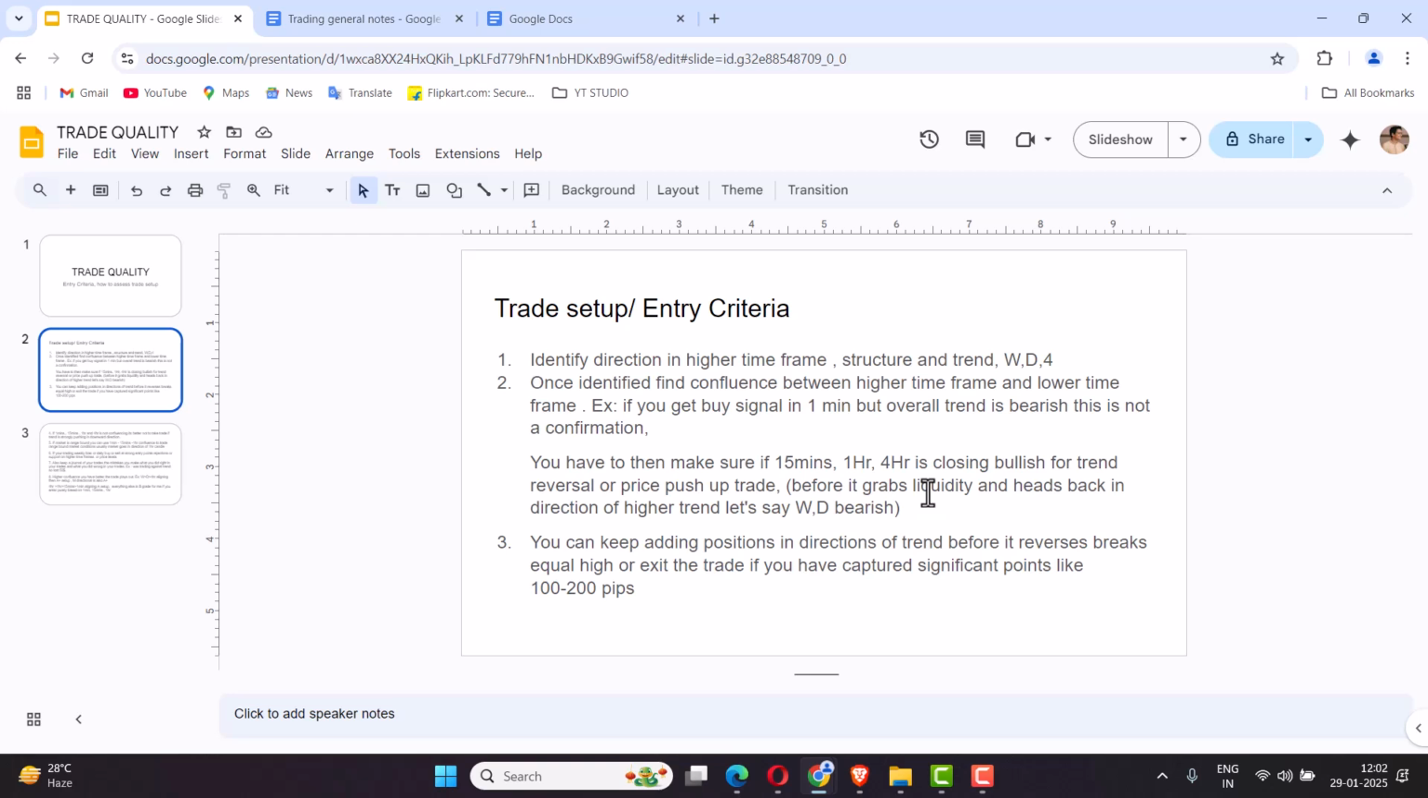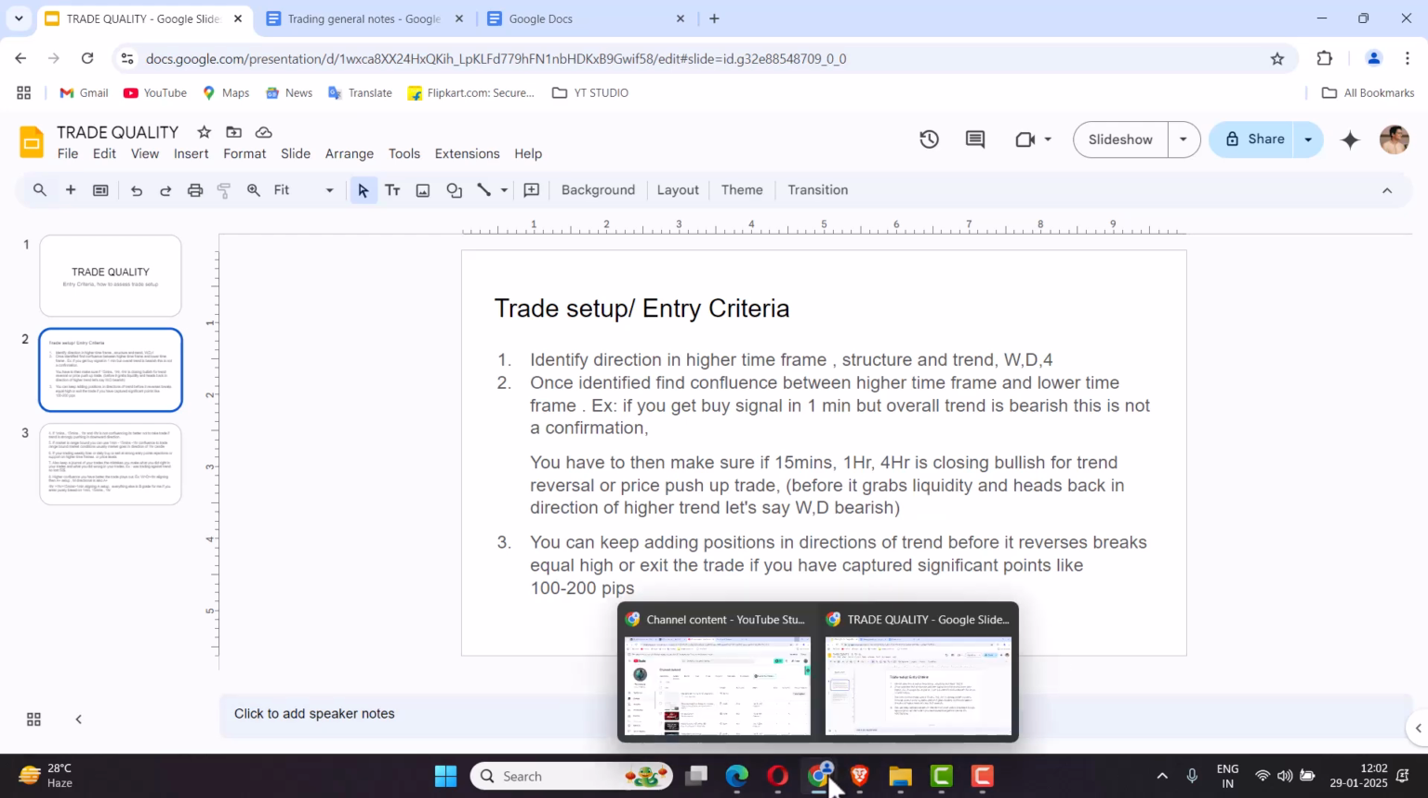So once you have identified structure and trend, then it is your duty to find confluence in higher and lower time frames. Basically you have, like, a puzzle you have to align. Okay, if the higher time frame is matching the smaller time frame, because usually the market goes in the direction of the higher time frame. When you drill down to the lower time frame, you can see there's a lot of ups and downs.